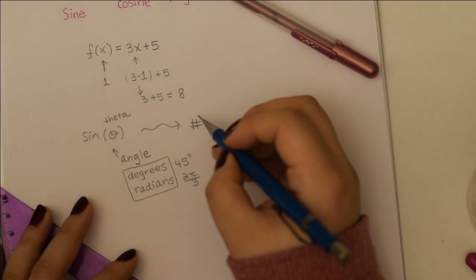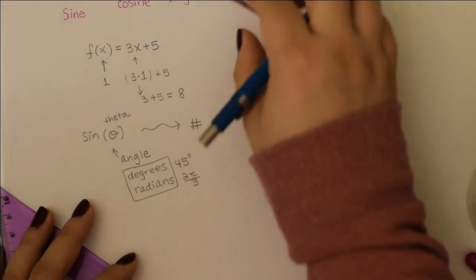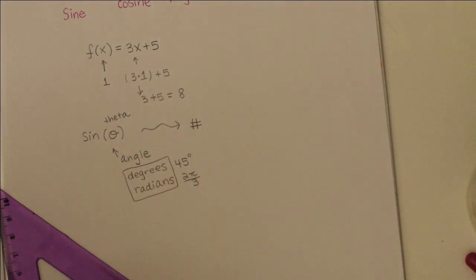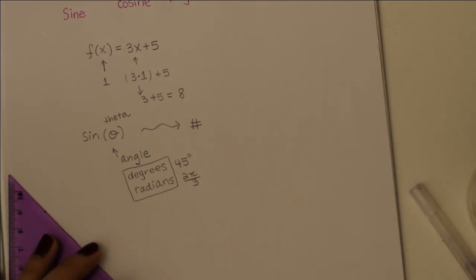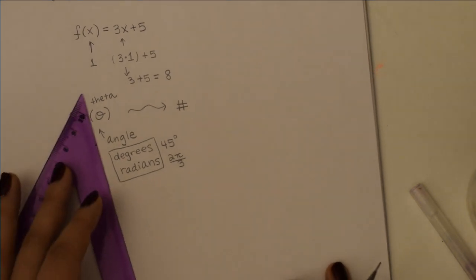So basically, how do we find what that number is and what ratio exactly? Well, that's what we're going to do with our right triangle.